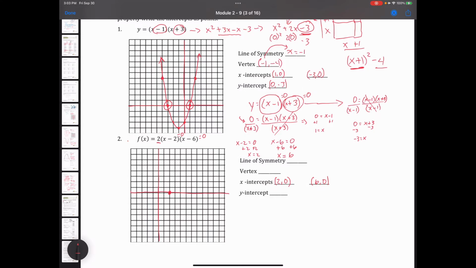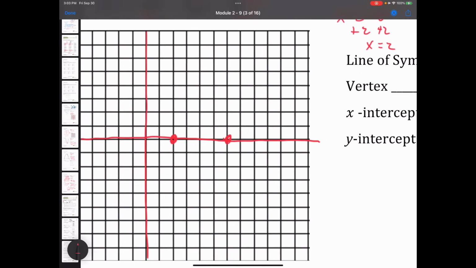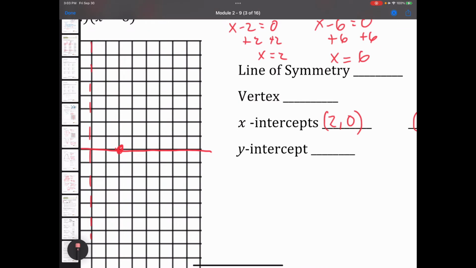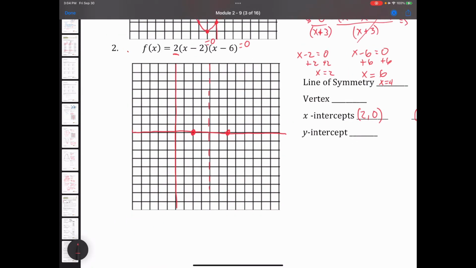At (2, 0) and (6, 0). Now, I know from previous lessons that my vertex should lie on the axis of symmetry, which should sit directly between those two x-intercepts. Since they're each 2 away from this point right here at 4, I can say that is my axis of symmetry, or line of symmetry. So I'll go ahead and say x is equal to 4 for that line of symmetry.